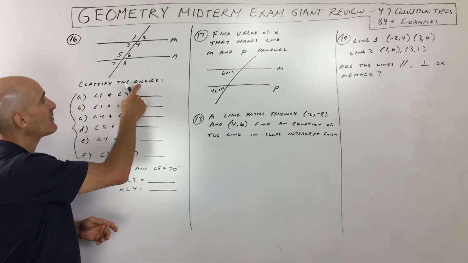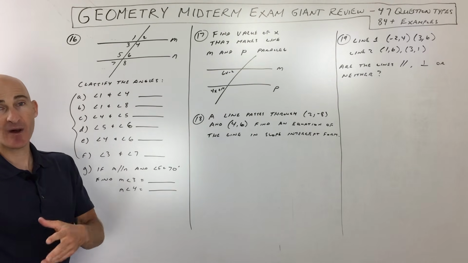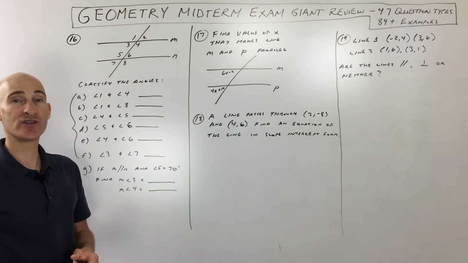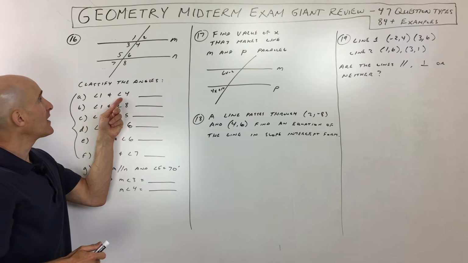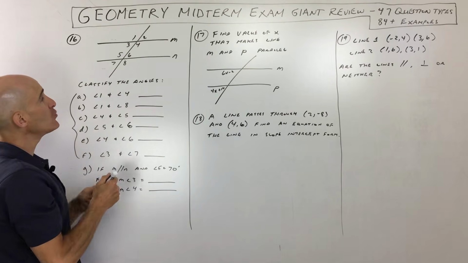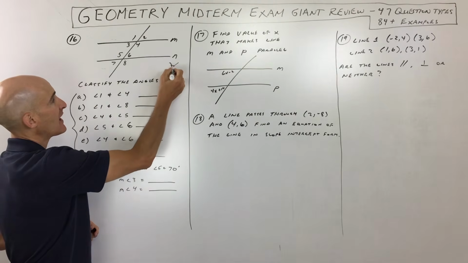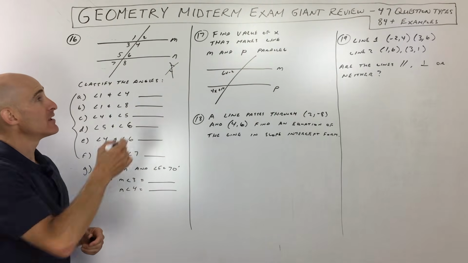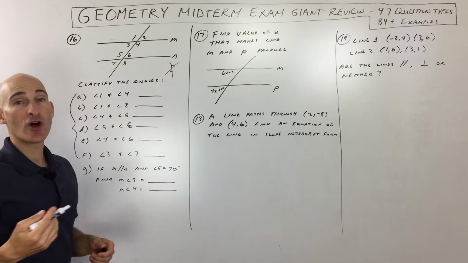It says classify the angles, meaning, are they corresponding, alternate interior, vertical, and so on. So let's see, angle 1 and angle 4. Well, when you have two lines that cross like this, where they form an X, the angles that are across from each other, either these two or these two, those are called vertical angles.